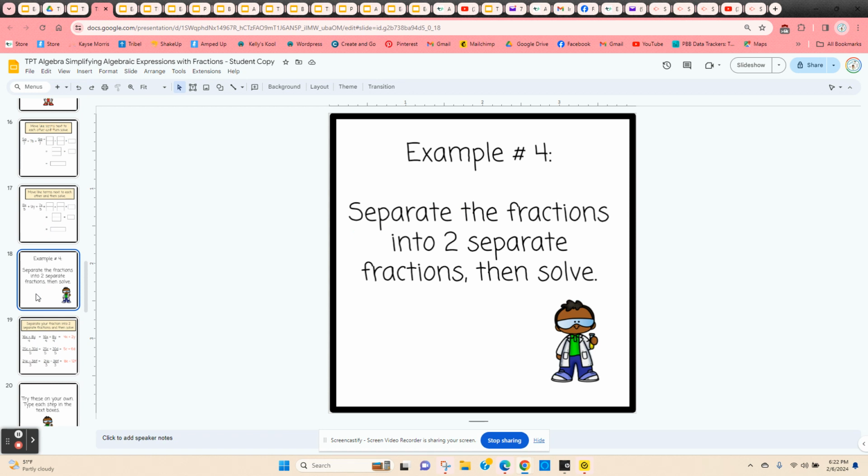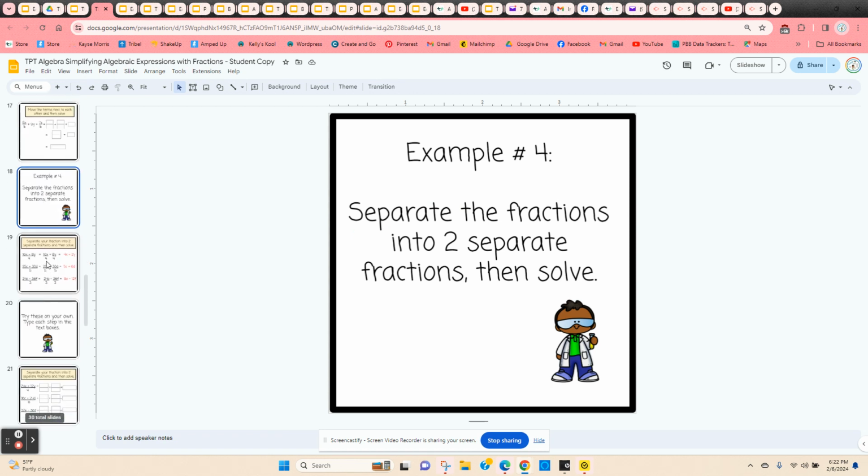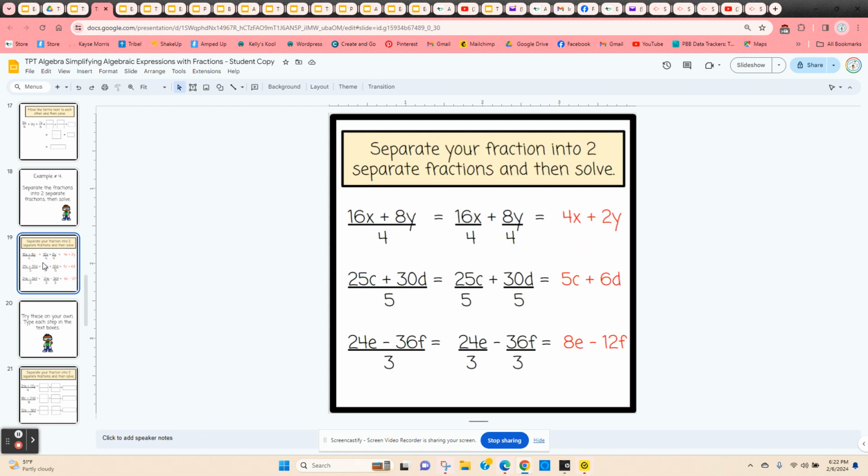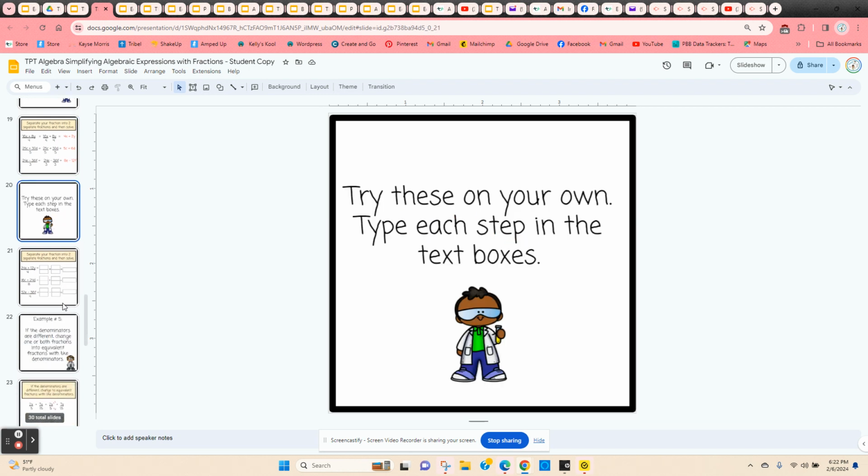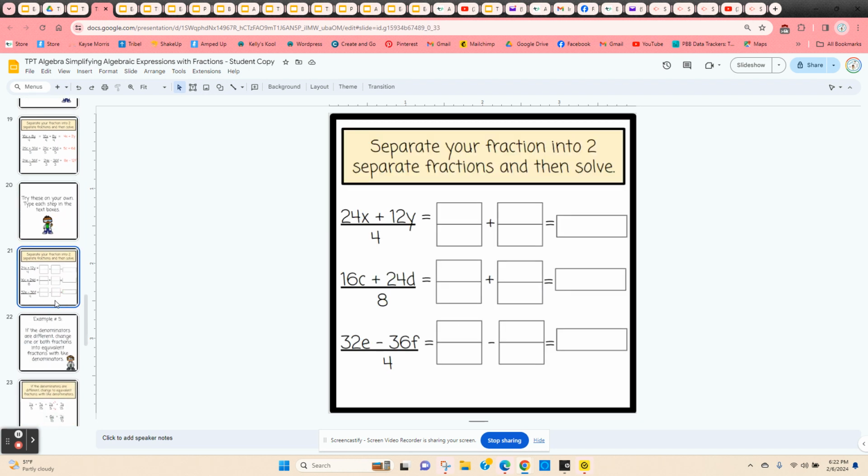Example number 4, they're going to separate the fractions into 2 separate fractions and then solve. So it shows here how to do that. There's 3 examples. So they're just going to separate the 16x plus 8y into 2 separate fractions. And they've got a few to do on their own.